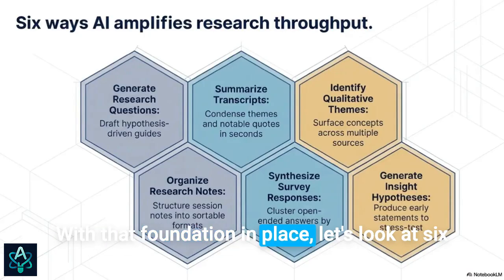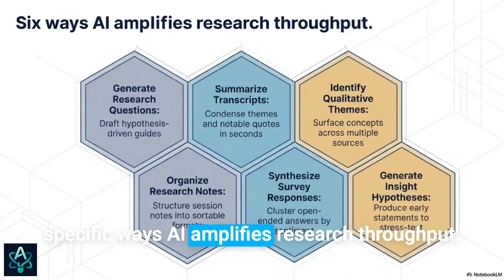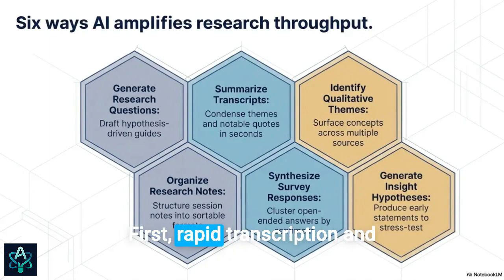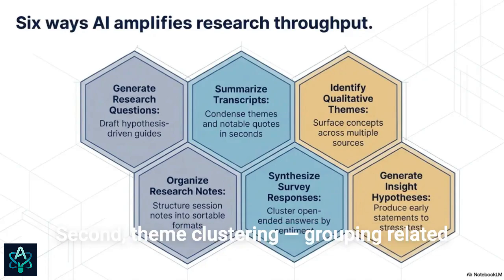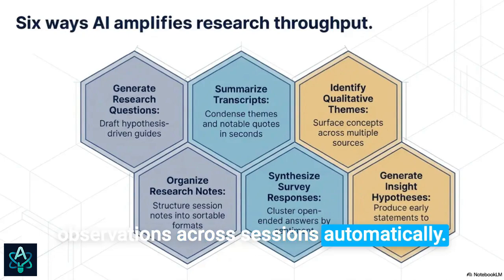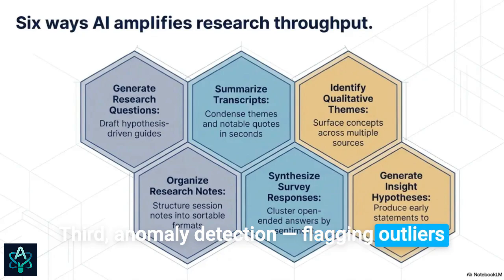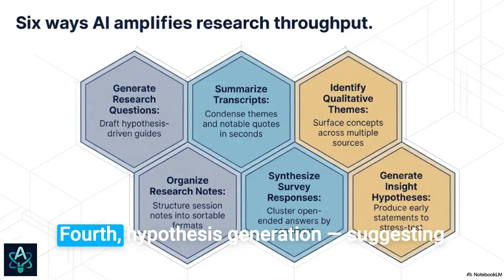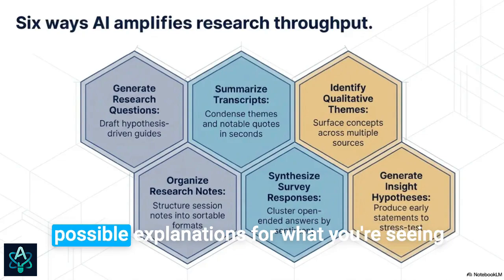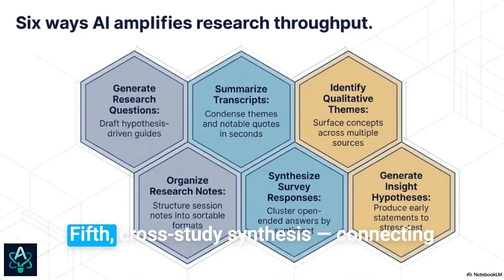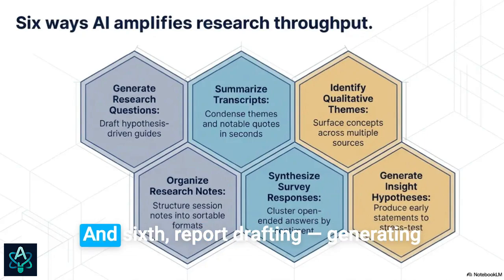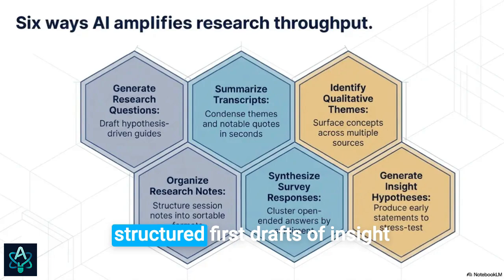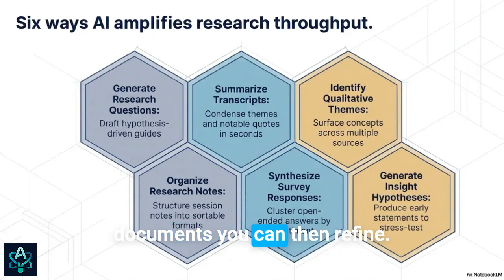With that foundation in place, let's look at 6 specific ways AI amplifies research throughput. First, rapid transcription and summarization, turning hours of recordings into structured text in minutes. Second, theme clustering, grouping related observations across sessions automatically. Third, anomaly detection, flagging outliers that might otherwise be overlooked. Fourth, hypothesis generation, suggesting possible explanations for what you're seeing. Fifth, cross-study synthesis, connecting findings across multiple research efforts. And sixth, report drafting, generating structured first drafts of insight documents you can then refine.